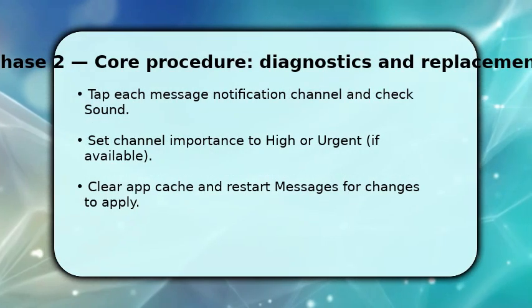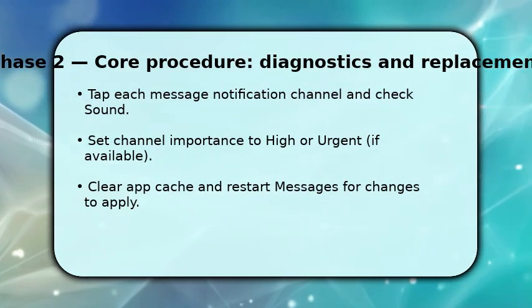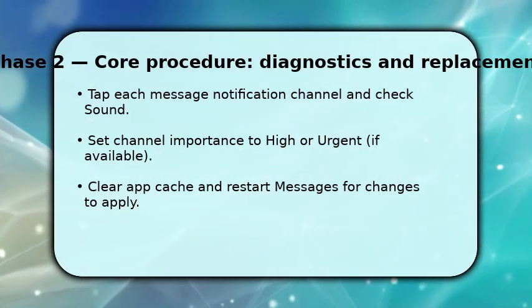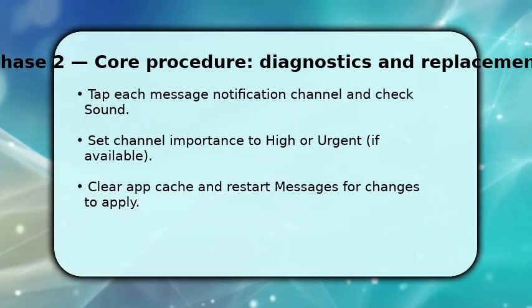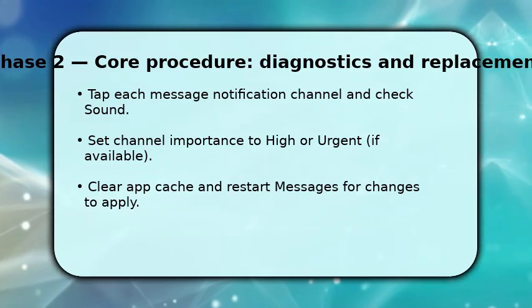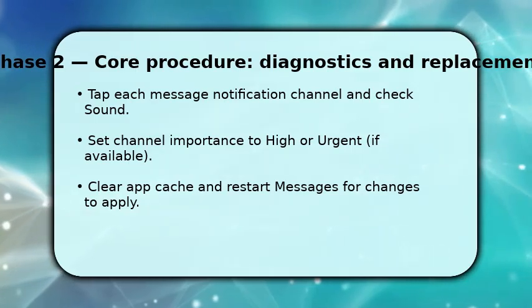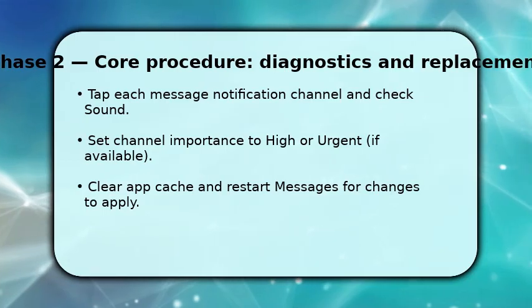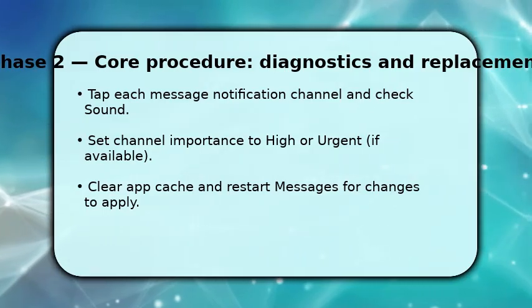You'll now change channels. Open Messages Settings, Notifications, then tap each channel like Incoming Messages and Group Messages. For each, pick a sound and set importance to high so vibrations and pop-ups work. If a custom tone is missing, choose a system tone to rule out file issues.